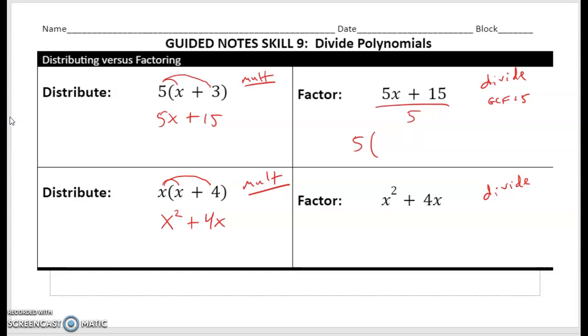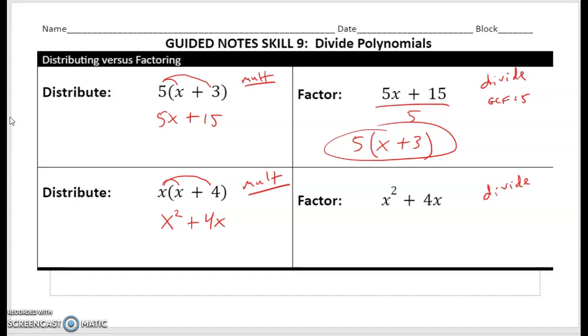And then we divide this way and get 1x plus. And we divide this way and we get 3. So our final answer is 5 times x plus 3, which was the original problem over here. So distribution, you multiply it out. Factoring, you divide it out.